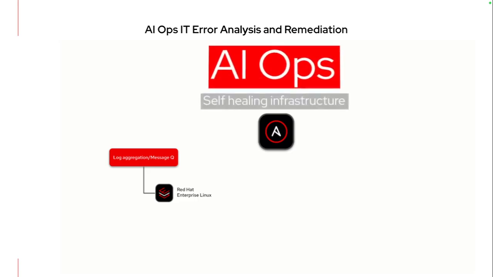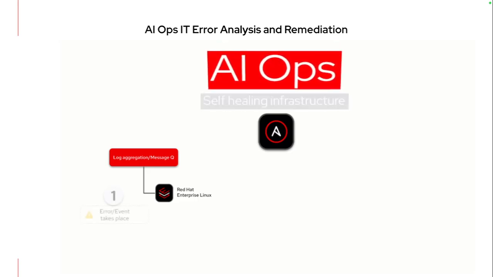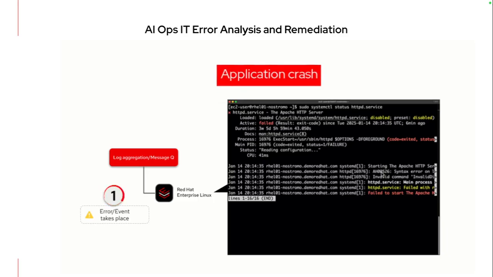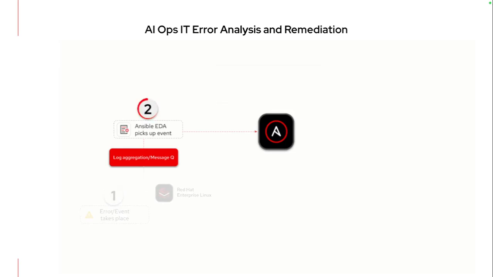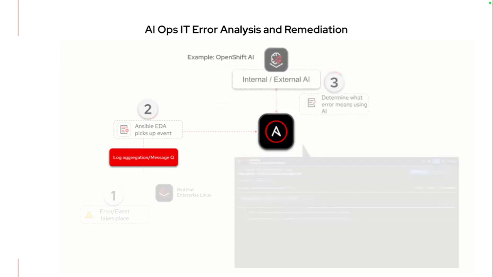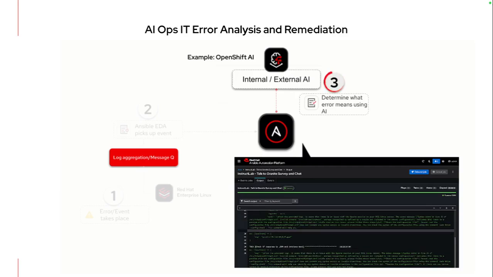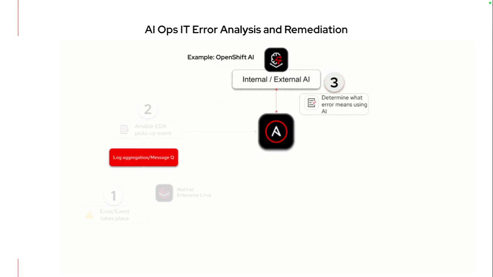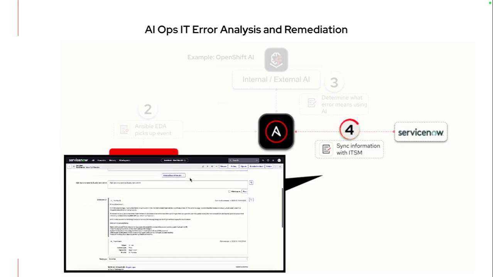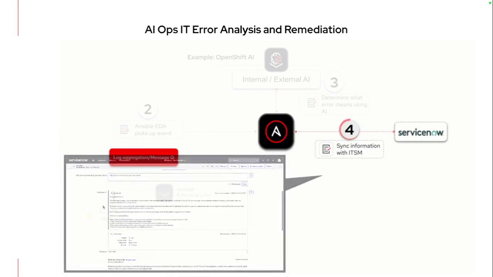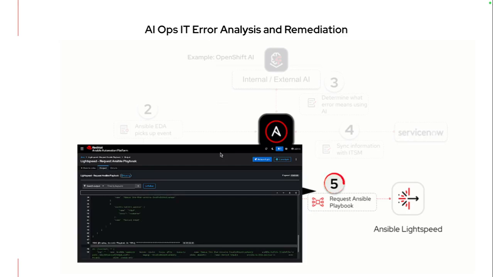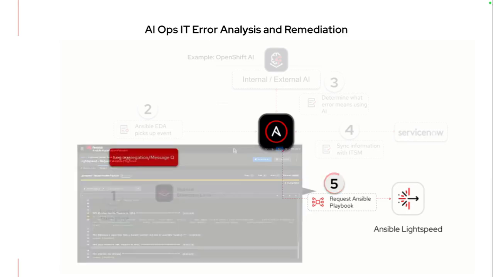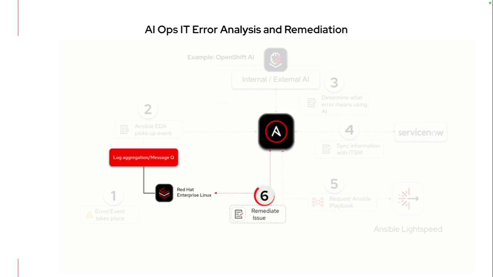So you want to see this in more of a nice flow. This is essentially the idea of I'm detecting some sort of error, in this case on an Apache web service. I want to take that from event-driven Ansible, picking the event from whatever the source is, sending those logs to that AI source, taking that process and sending that root cause analysis to ServiceNow for logging, send that information then to Ansible Lightspeed to get a full playbook, and then running the remediation.